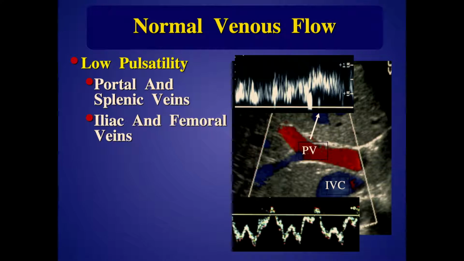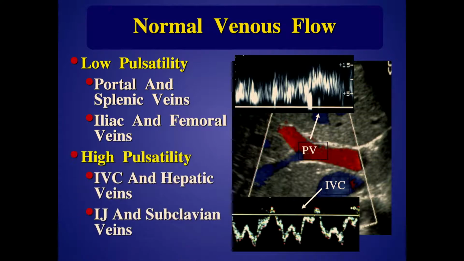And also by explaining to them that the IVC and the hepatic veins are more pulsatile. We typically see flow above and below the baseline, and that flow pattern is similar to what we see in the upper extremity veins because they're closer to the heart. That's also helpful for them to remember what those normal flow signals are.